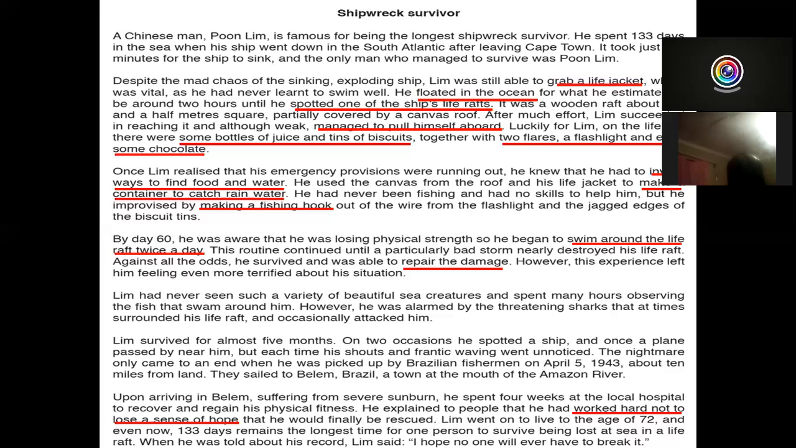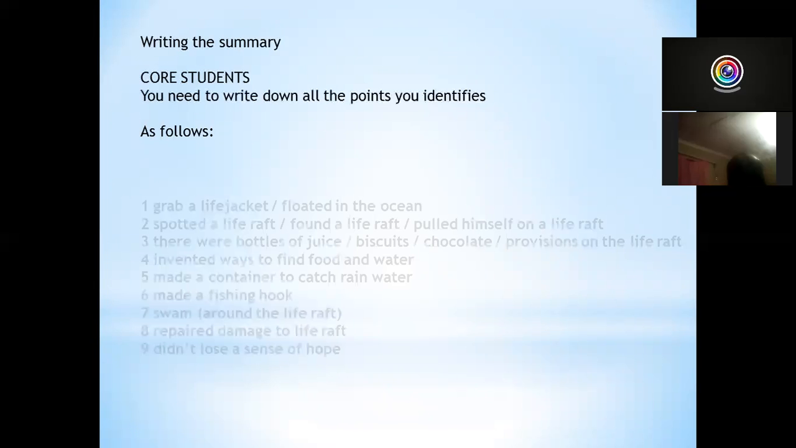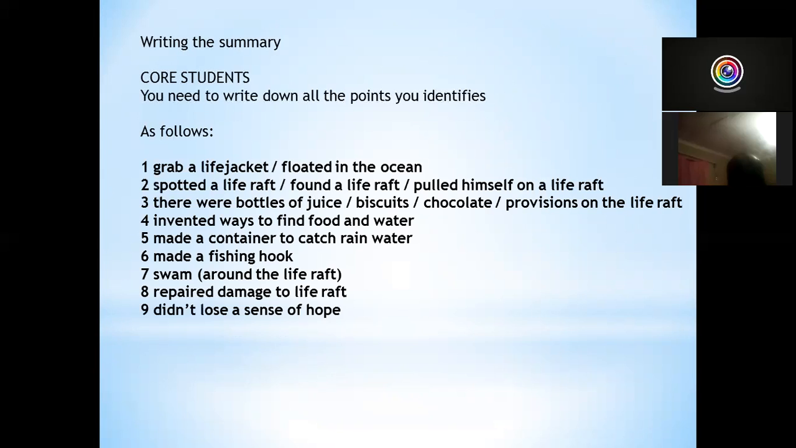So those are the points that show how he managed to survive the shipwreck. And those are the points that we want for us to write a proper summary. Now, for course students, like we said before, you need to write down all the points you identified. So you need to write them as follows. All those points that you have underlined will be arranged and written just the way you see on your screen. So course students, you are just expected to identify the points and list them in this manner, all the points you have identified.